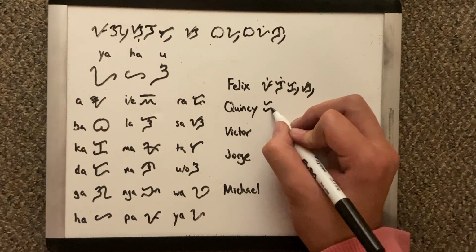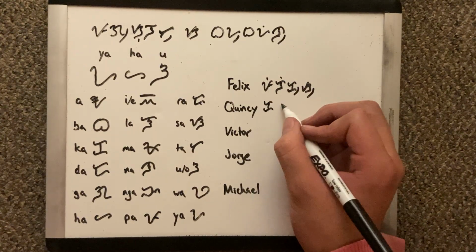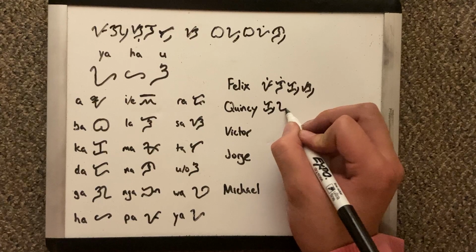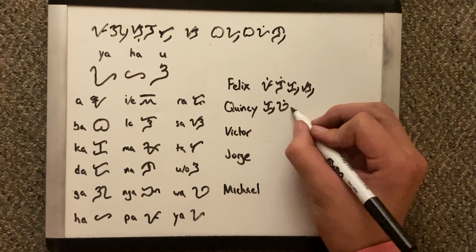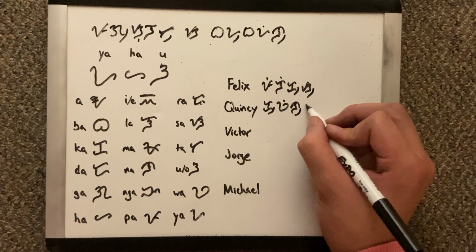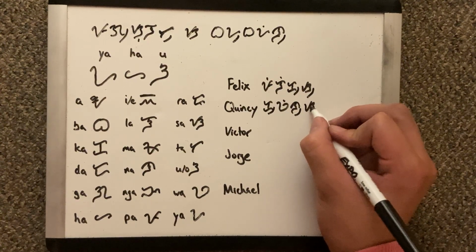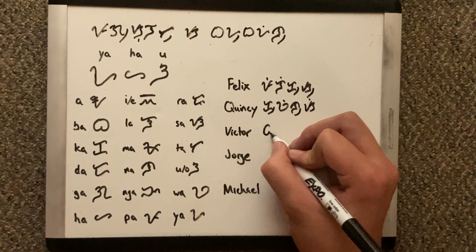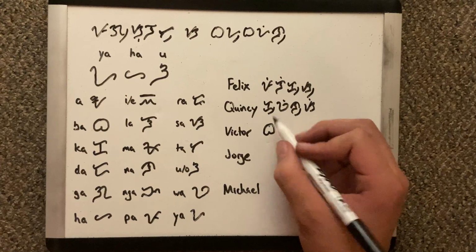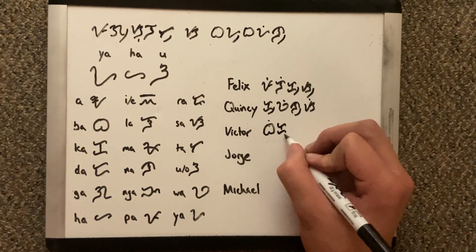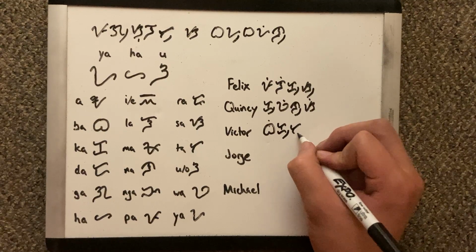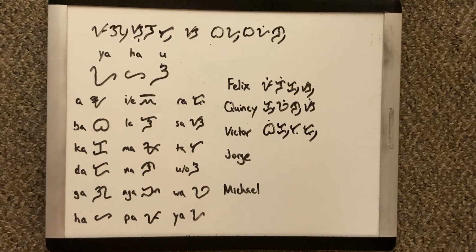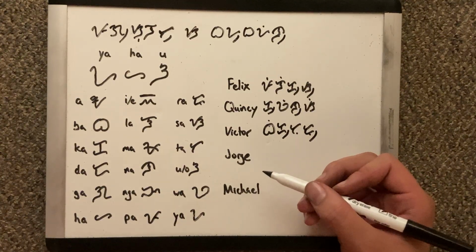Quincy will take the k. The next letter would be the wa, so I'll cancel the vowel of the ka and then write in the we. Cancel the vowel. C. Victor, I'll choose to use the b approximation. So b, k, to, re. Victor.